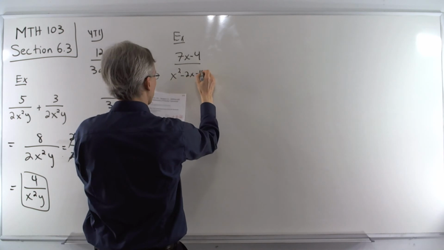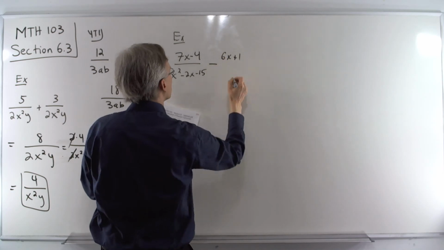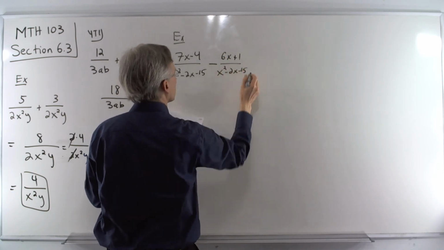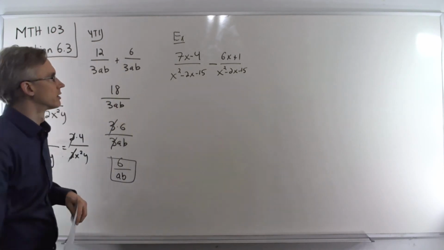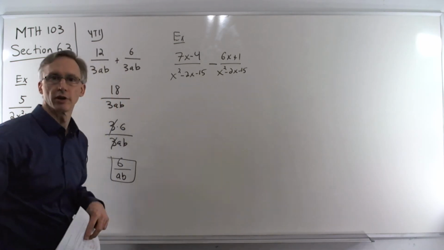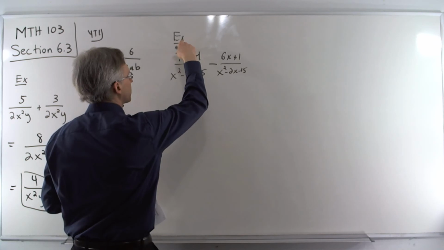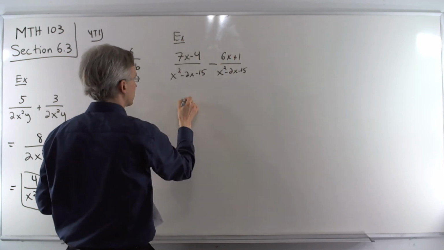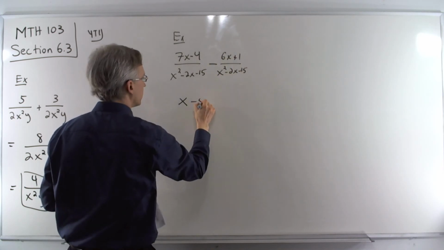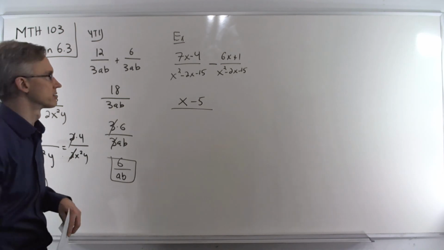In this next example, we've got a factorable trinomial as our common denominator. And so once we get to the simplification process, we're going to factor that and look for ways to simplify. So let's combine the tops first. So we got 7x minus 6x, that's x, and negative 4 minus 1, it's minus 5. So x minus 5 is what we get when we combine the numerators.